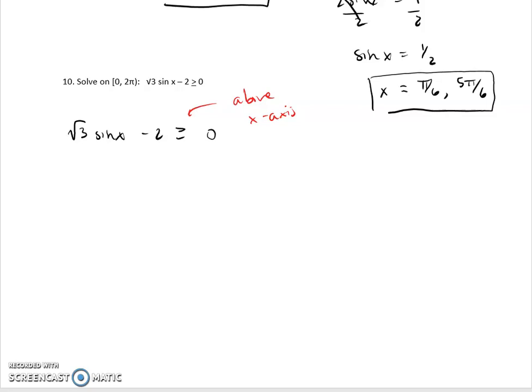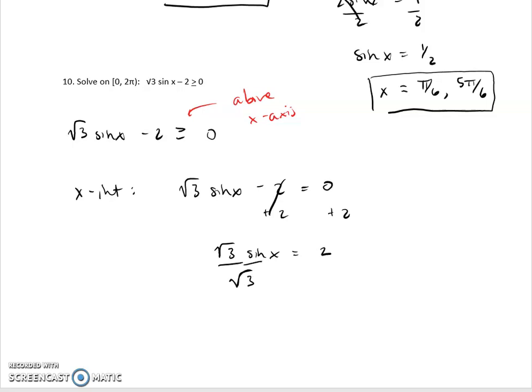So our first step is to figure out the x-intercepts, which is where our function is equal to 0. We're going to do this just like we did number 9. Set this equal to 0 and solve. So we're going to move the 2 over, and we're going to divide by square root of 3. I think I have a typo here. I do. All right, we're not going to be able to solve it in this form, so I apologize.